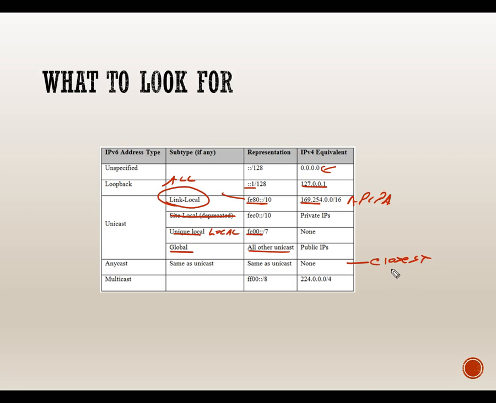It's a very different concept. We have multiple devices with the same IP, which we would never do before, and we go to the closest one, the closest based on the speed to get there. Multicast addresses start with FF00, and they're the equivalent of the IPv4 224.0.0.0 multicast addresses that we have in IPv4.